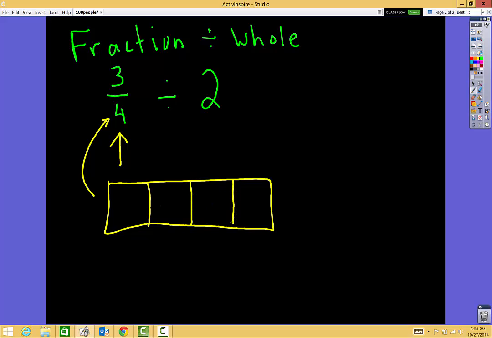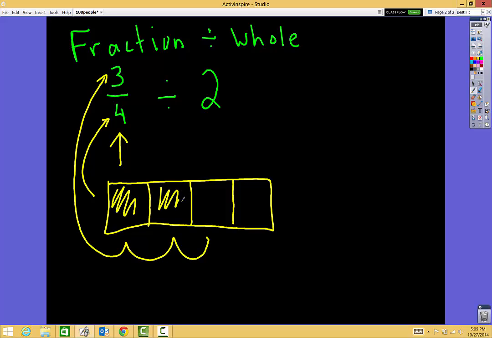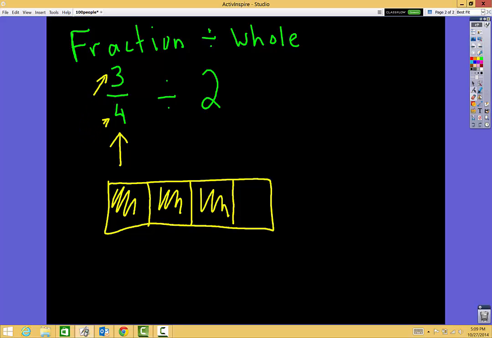Now I need to look at my numerator. Remember, my numerator is that top number, and that tells me how many pieces I shade in. That's how many parts I have of that whole. So I have 3 pieces, so I'm going to shade in 3 parts. Now I'm going to look, what am I dividing it by? Well, it says I'm dividing by 2. So that means I need to take what I have and divide it in half.